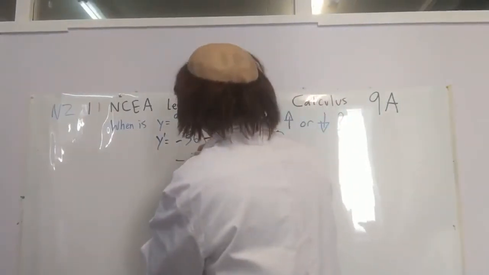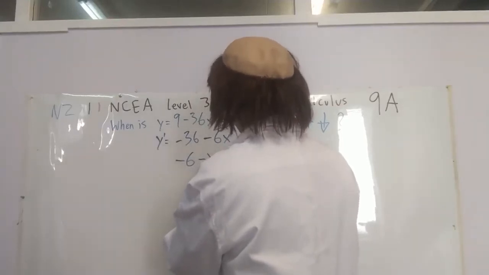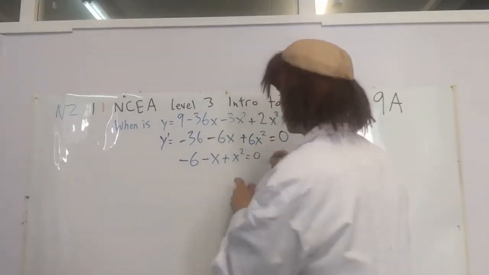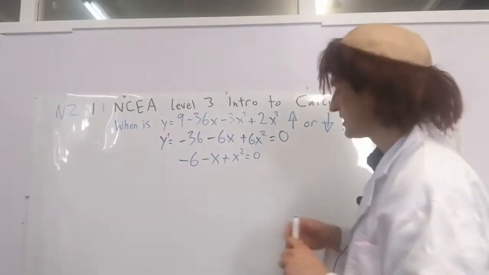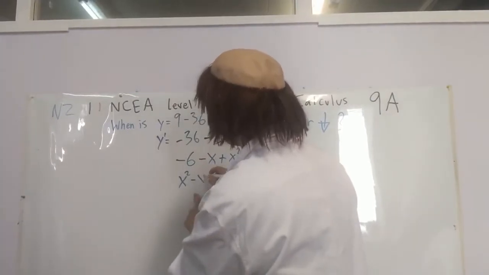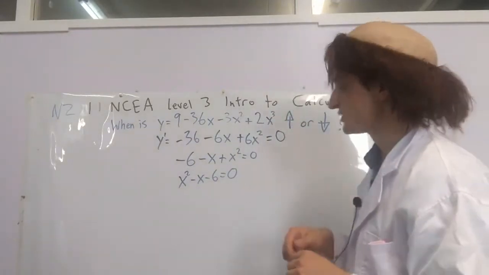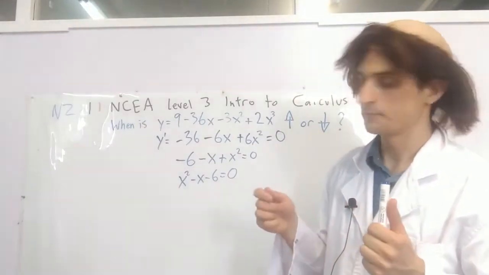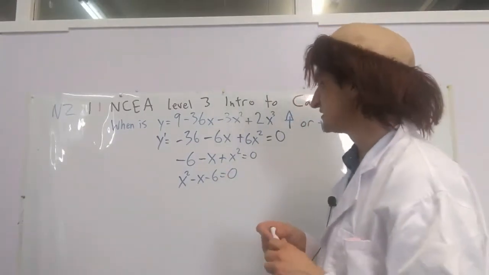So I'll go negative 6 minus x plus x squared equals 0. Now there's several ways of solving this. We can put it into the proper quadratic form, which would be x squared minus x minus 6 equals 0. We can either use the quadratic formula, or we can complete the square, or we can factor. Here I think it's easiest to factor.